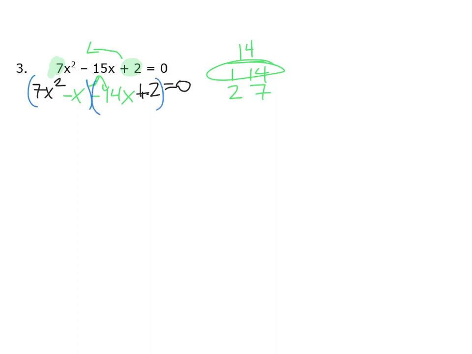Okay, looking at the first binomial, the only thing they have in common is the x. I'm going to take out the x, and I'm going to put what remains behind. So 7x squared divided by x is a 7x. Negative x divided by x is a negative 1.